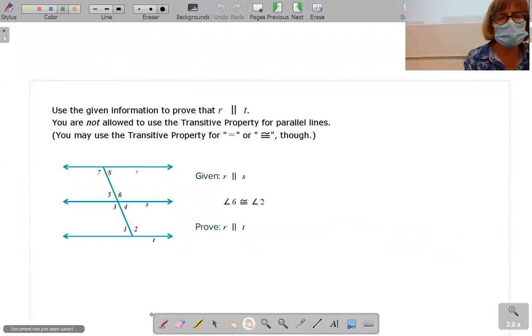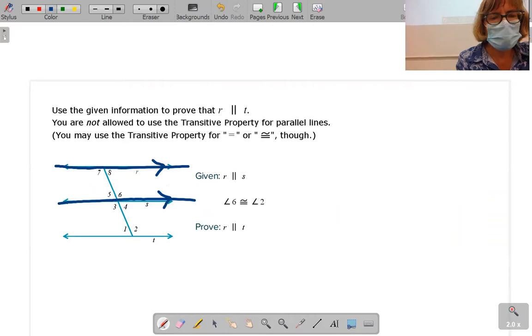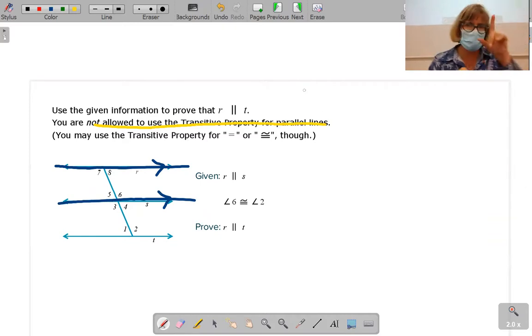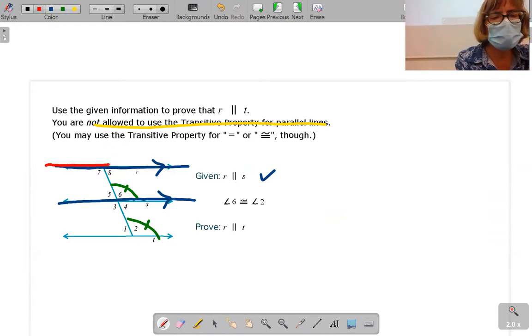All right, taking a look here. What is our given information? R is parallel to S. And it tells us specifically we're not allowed to use the transitive property of parallel lines, which means one's parallel to the other, parallel to the third. These are parallel, so we can't use that. So we are given that R is parallel to S, and we are given the fact that 6 is congruent to 2. We're trying to prove that R is parallel to T.